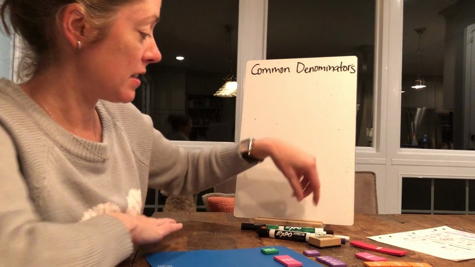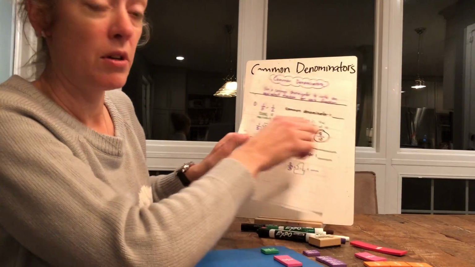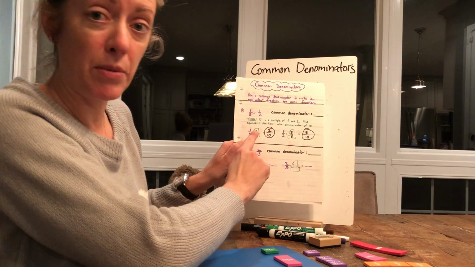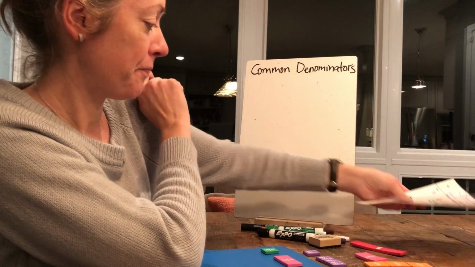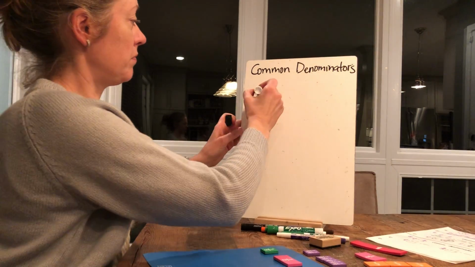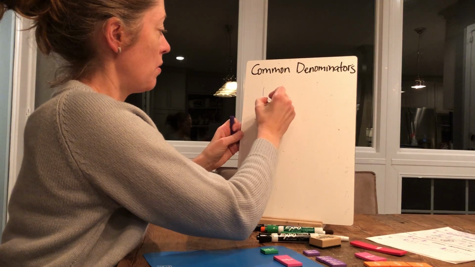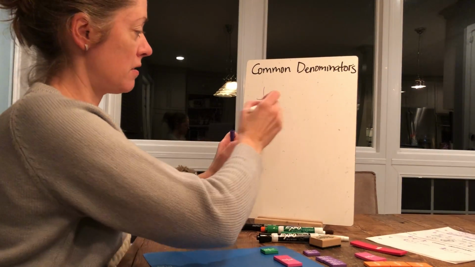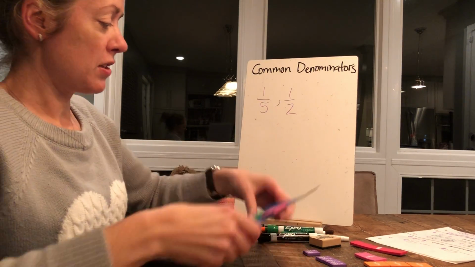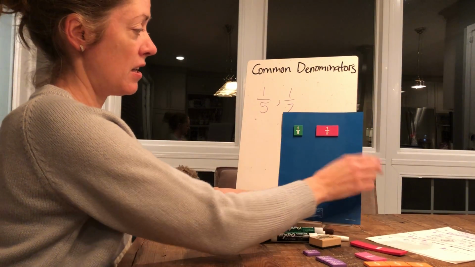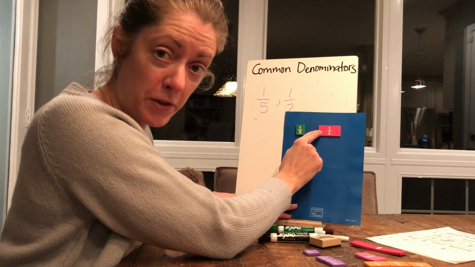pieces. For instance, if you look at your first problem here, take this paper out, we're going to look at 1/5 and 1/2. Actually, I'll use purple like it is here. 1/5 and 1/2. Which is also, if you look at your fraction pieces, if you find 1/5 and you find 1/2, you put that in front of you now.